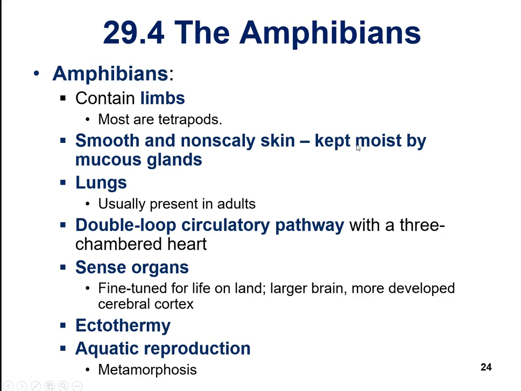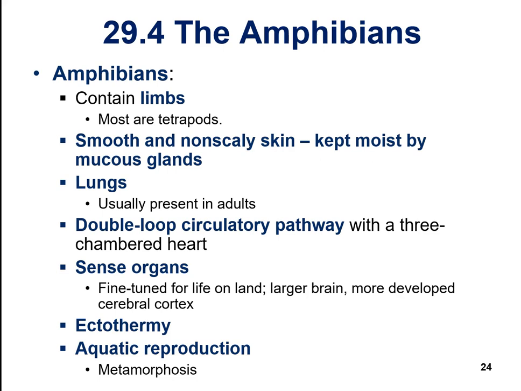Okay, so again, characteristics of amphibians. They contain limbs, right? Fish obviously don't have limbs. Most of them are tetrapods. They have smooth and non-scaly skin, which is kept moist by mucus glands. If it's not moist, the amphibian's going to have a hard time surviving, okay? They have lungs, except they still depend on exchange of oxygen and release of carbon dioxide through their skin as well.